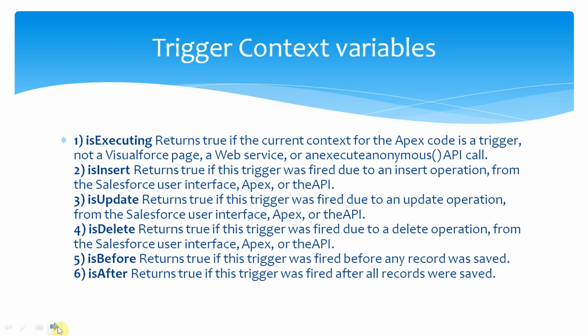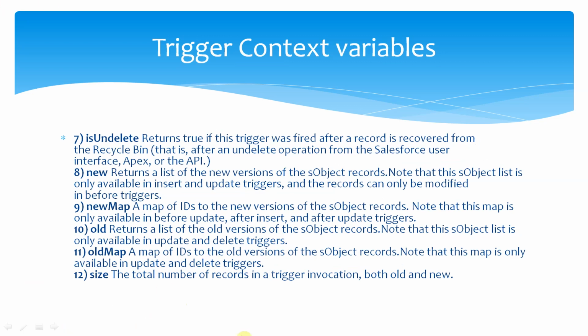Some more context variables we have is undelete. The trigger is fired when the record is recovered from the recycle bin. And the most important ones are these, like new. Trigger.new is a list of new versions of the SObject records. Now only in the insert and update you will get a new set of records, right? The user is in the interface and created a new record. So those new records in the buffer will come in the form of Trigger.new. It will be there in the update.